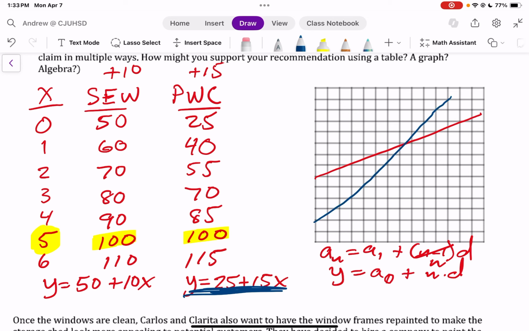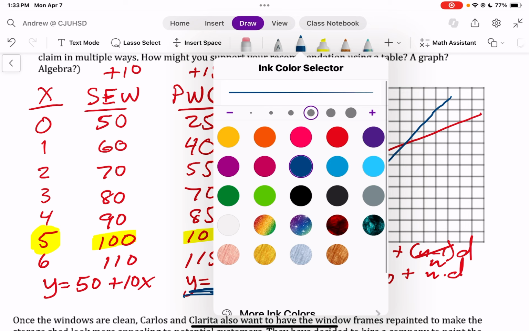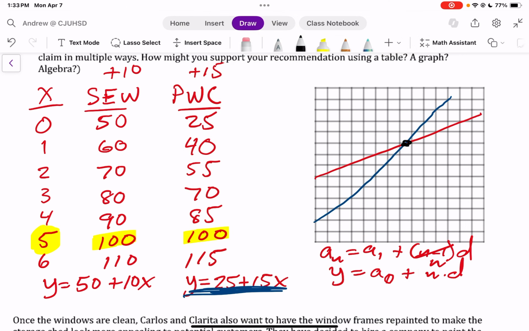So I'm not doing a very exact graph here. We could do a very exact graph using Desmos. When we do use Desmos, we do get the point of intersection here as 5, 100.